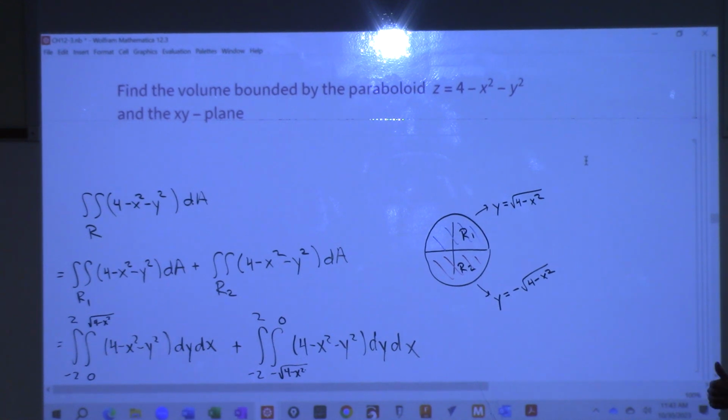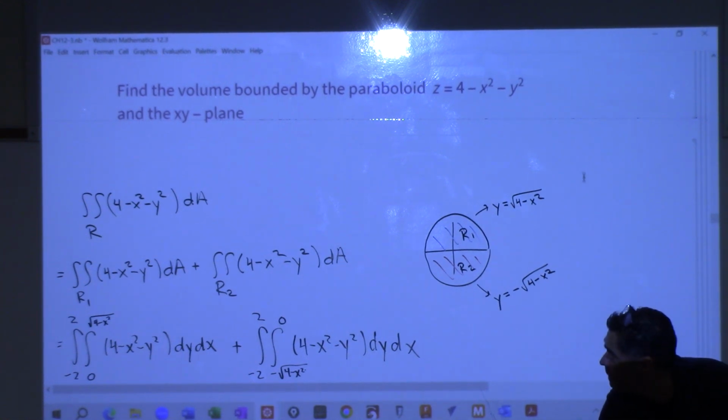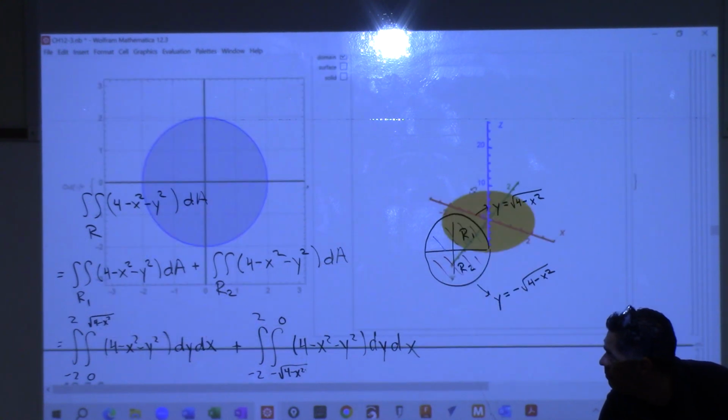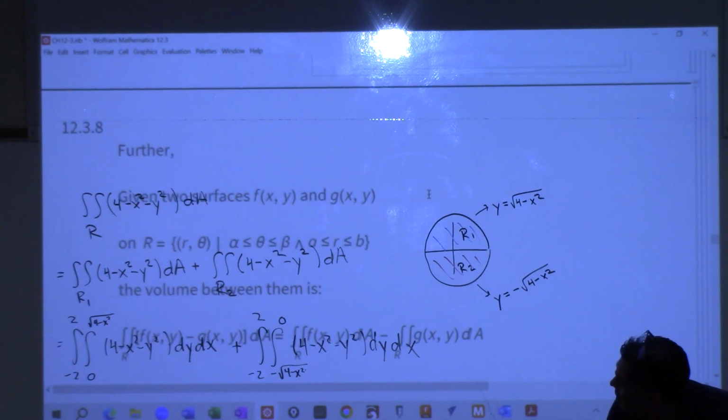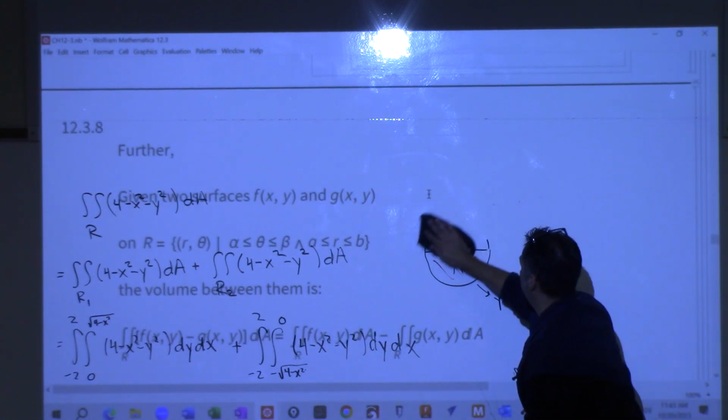All right, shall we move on? Do you want to see it now? Yeah. There's the surface, the paraboloid we found. Oh, you know what the solid looked like. It was kind of boring, right? Okay. All right, now we need to change gears.